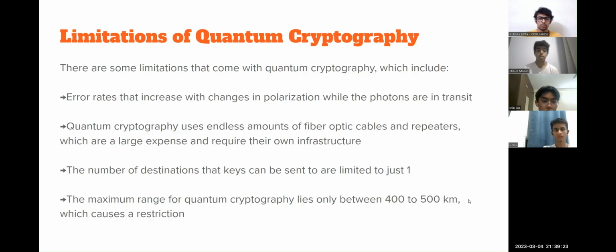There are also some limitations of quantum cryptography, and these include error rates that increase with changes in polarization while the photons are in transit. Quantum cryptography uses endless amounts of fiber optic cables and repeaters, which are a large expense and require their own infrastructure. The number of destinations that keys can be sent to is limited to just one, and also the maximum range for quantum cryptography, as we know today, lies only between 400 to 500 kilometers, and this is what causes restriction.